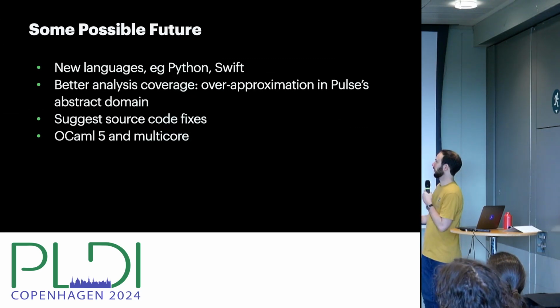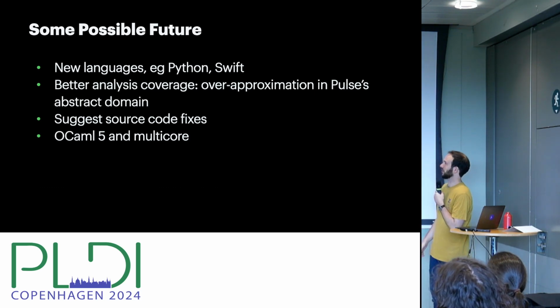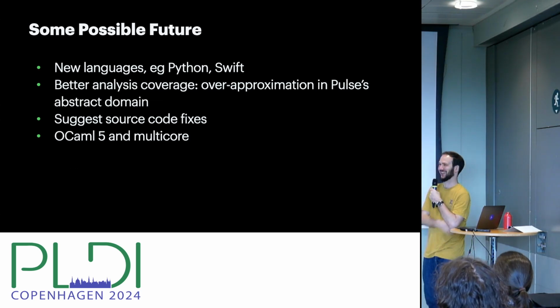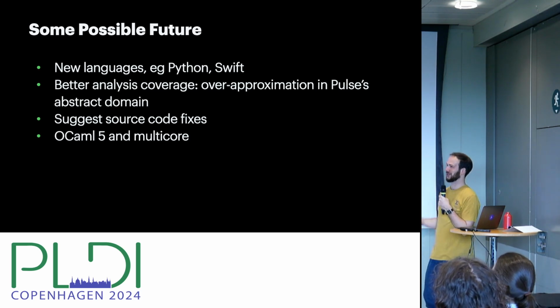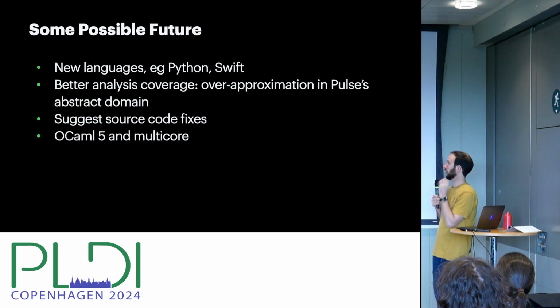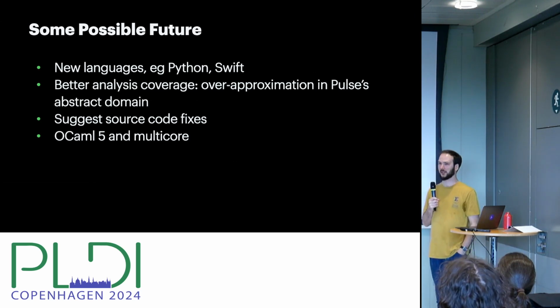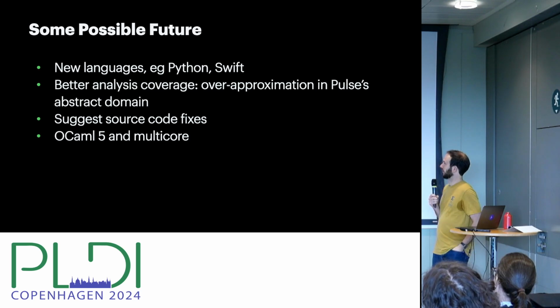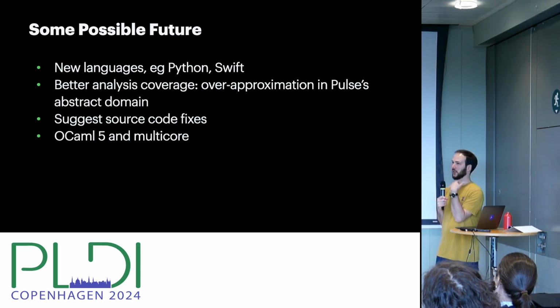And just some things that are top of mind for us at the moment, which may or may not materialize. This is not contractually binding. So we're thinking about adding new languages. Now we have this nifty textual interface that makes it a bit easier. So Python is an important language at Meta, as is Swift, which has kind of replaced Objective-C in a lot of use cases. We are thinking about going beyond under approximation to get better coverage of programs in Pulse.